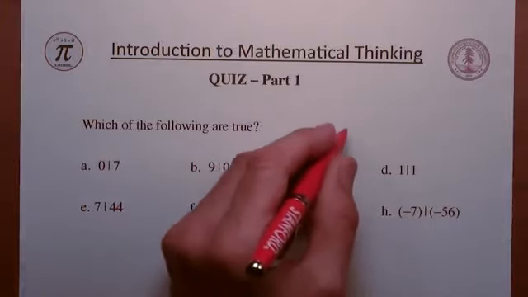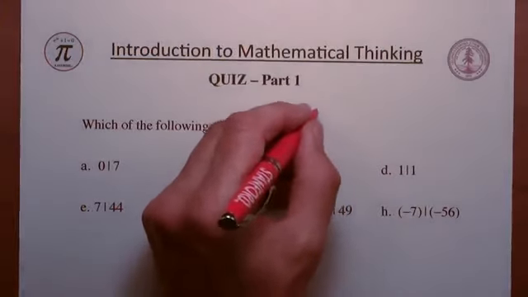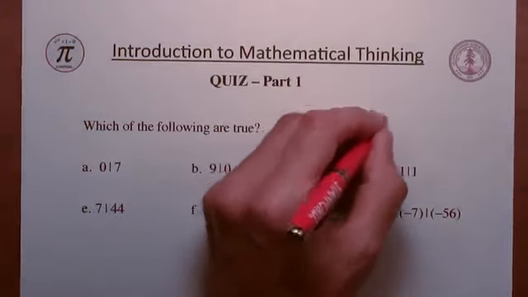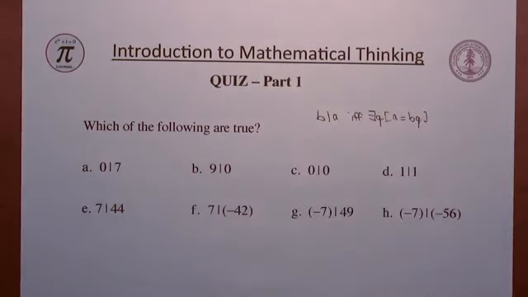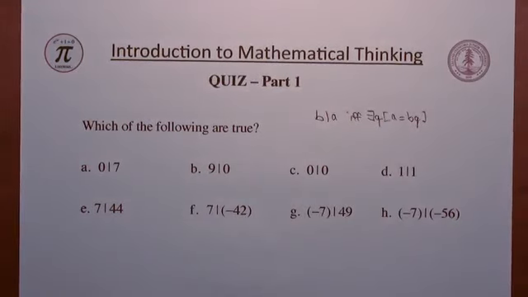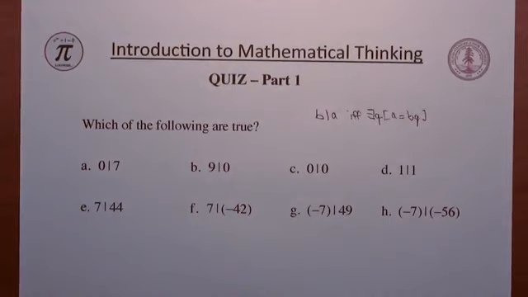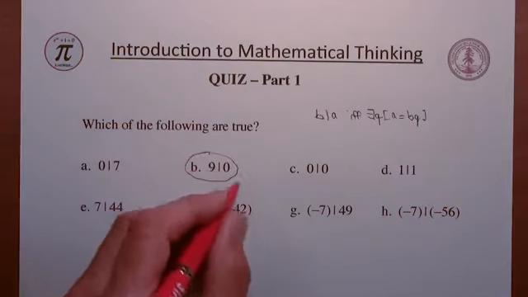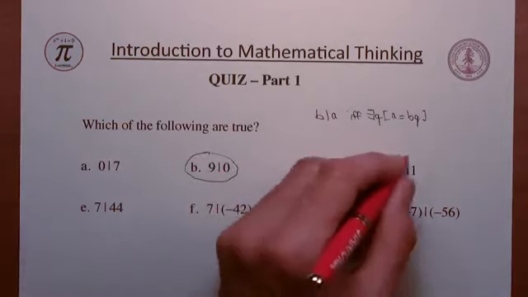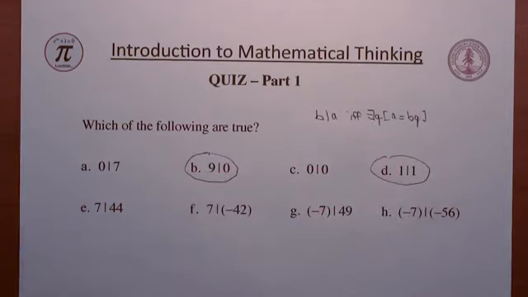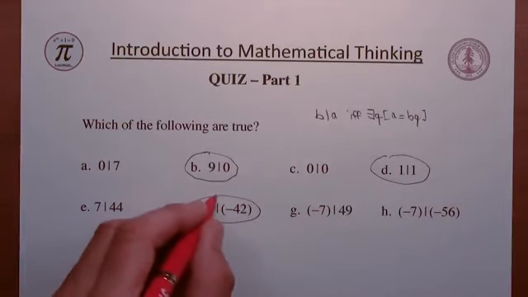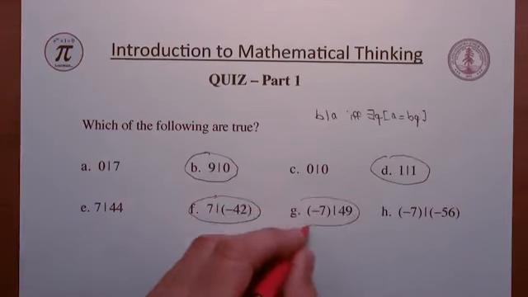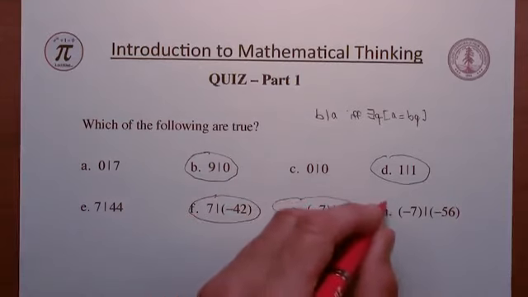Okay, how did you do? Well, remember the condition we have to check is this one. B divides A if and only if there is a Q such that A equals BQ. Well, let's see what we have. The correct ones are B, D, F, G and H.